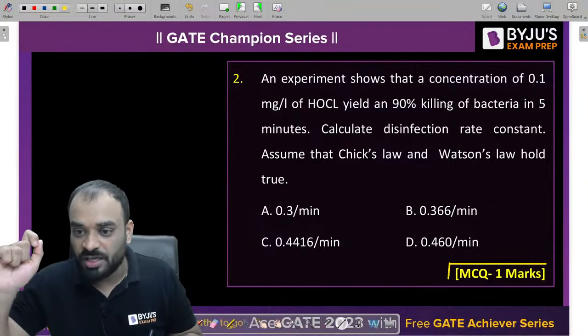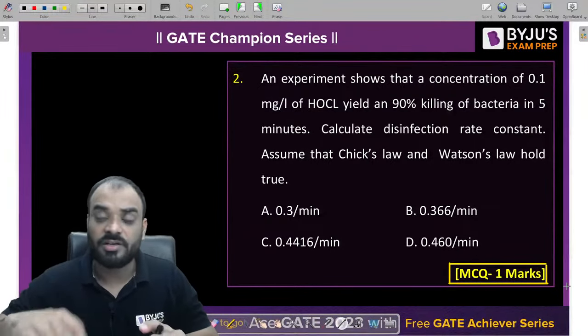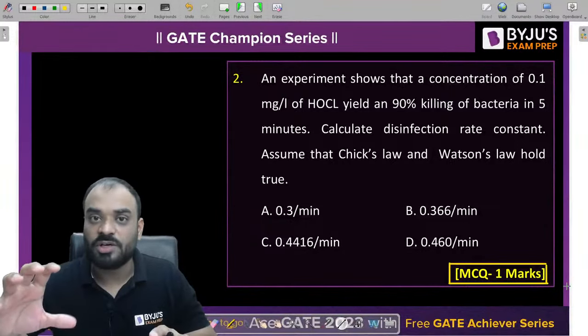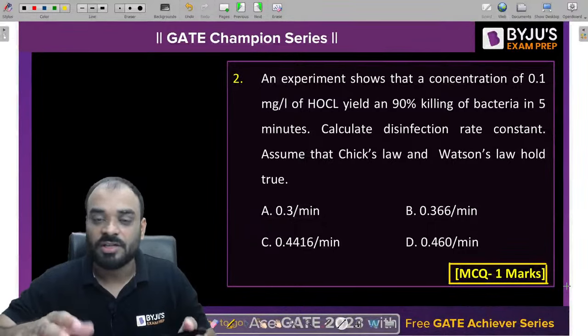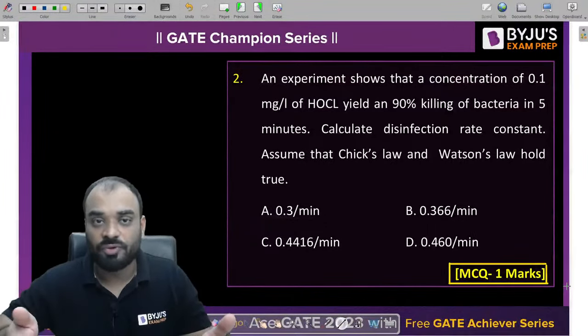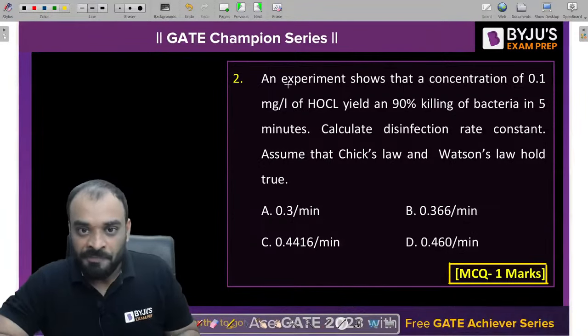Now you need to be careful guys while applying the Chick's law and the Watson law, because the data which they are giving over here, it may be possible they will give you the number of microorganisms which are present, or it may be possible they will give you the number of microorganisms which are removed from the water, right? So be careful with the data first. Now let's understand what is given in the question.